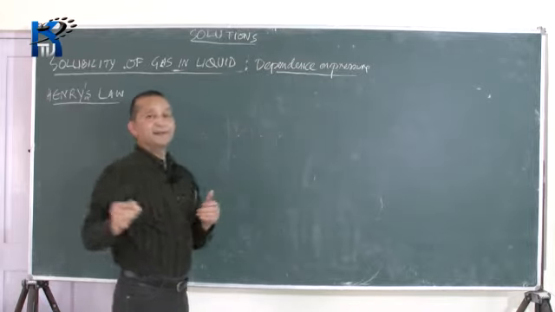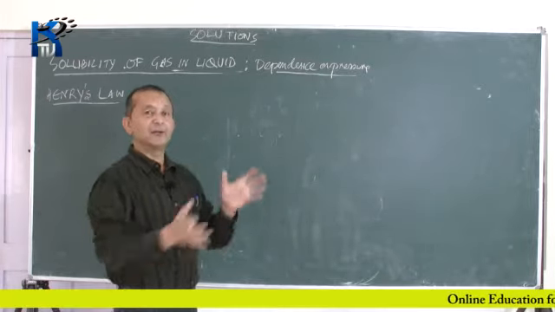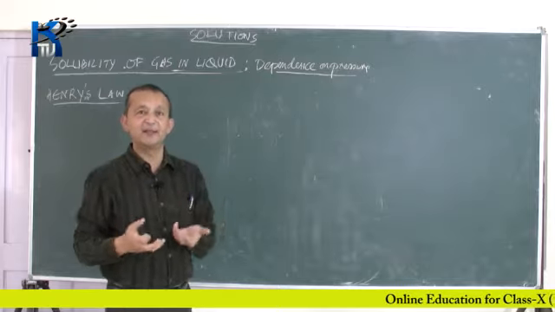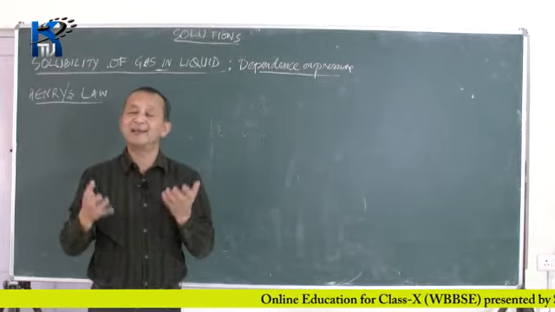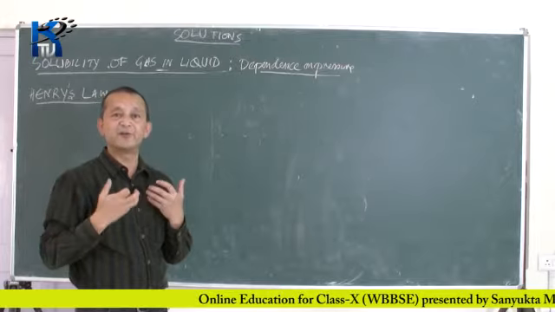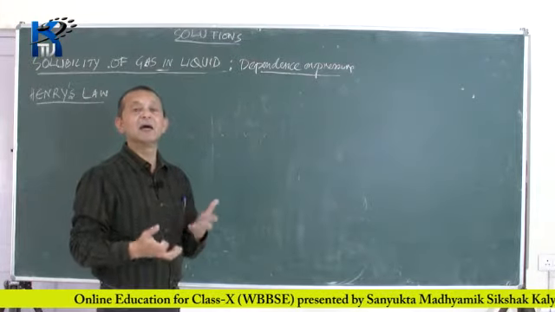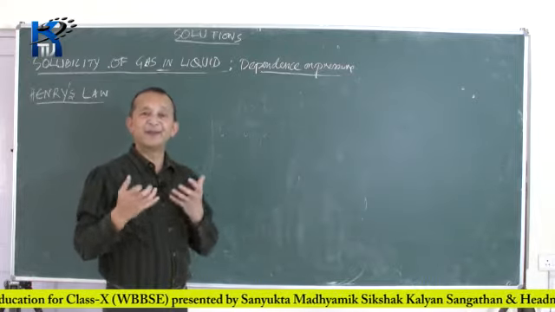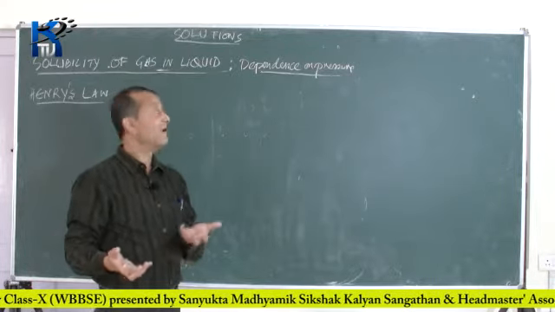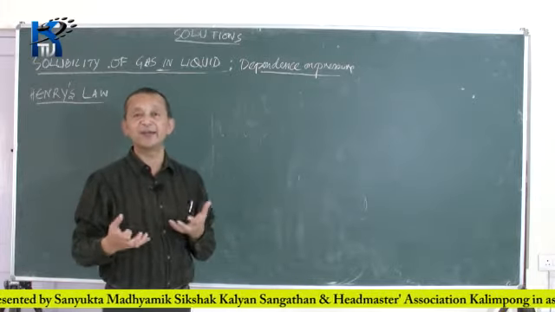Now we have seen qualitatively that when we go to high altitude we have difficulty in breathing. Why? Because at high altitude the atmospheric pressure is less, so less amount of oxygen will dissolve in our blood. Therefore we can say that solubility decreases when pressure decreases. Otherwise we can say the solubility of a gas in a liquid increases when the pressure increases.